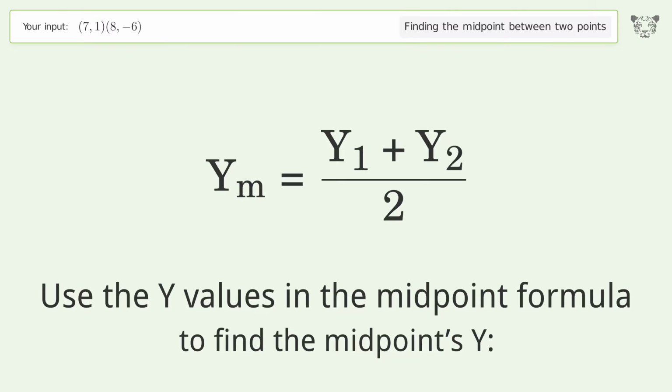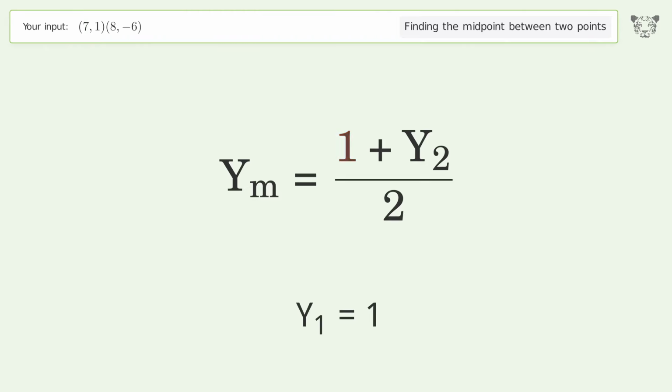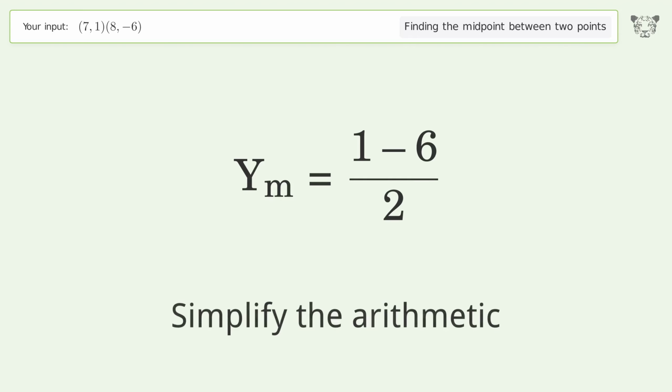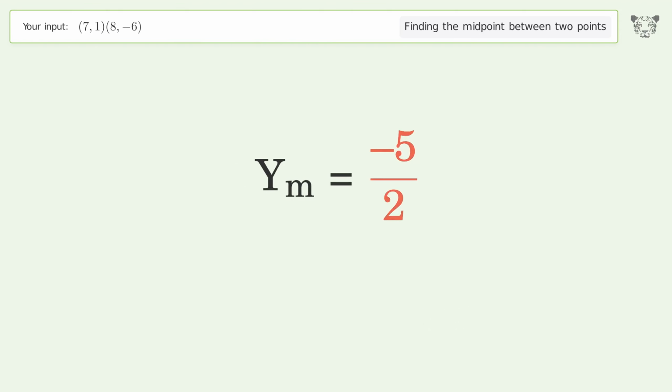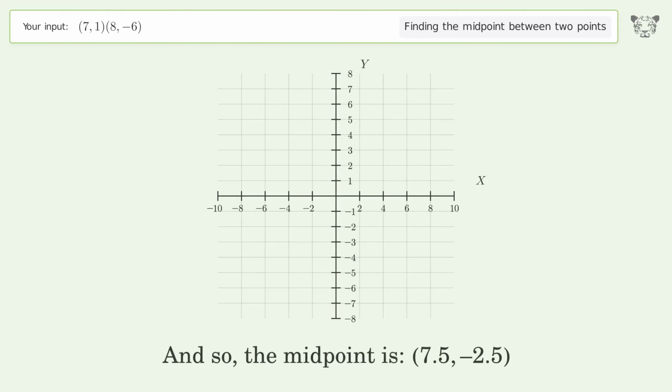Use the y values in the midpoint formula to find the midpoint's y. y1 equals 1. y2 equals negative 6. Simplify the arithmetic. And so, the midpoint is 7.5, negative 2.5.